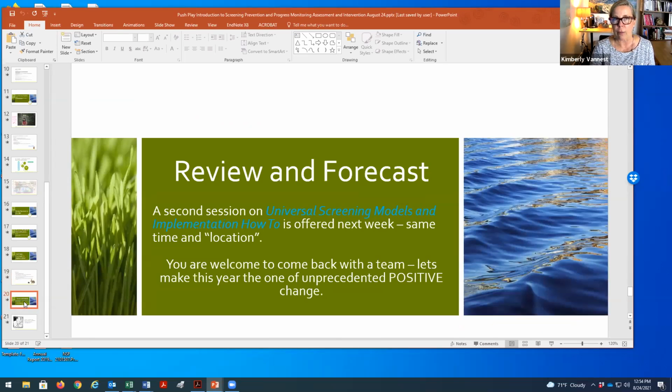What we are going to talk about next week very specifically is the calendar and timeline for universal screening. I'll review several universal screeners. I'll talk about the epic failures I've had so that you can skip those. I'll talk about the successes that I've had, and some of those might apply to you and what you're doing. It's titled Universal Screening Models and Implementation How-To. It's going to be the same time at 12 o'clock, and you're welcome to come back with a team or a partner. And my optimism here is that this unprecedented challenge gives us a huge window for unprecedented positive change.